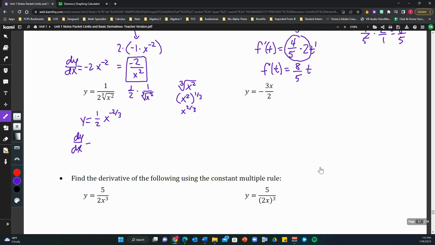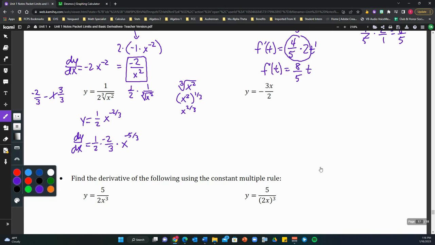So dy/dx, if I bring down the -2/3 in front, it's now 1/2 times -2/3. We'll simplify that in a second, times x to the new power. Now, when I start with a fractional exponent and I subtract 1, if you can't do this in your head, remember subtracting 1, we need to change that to a common denominator, which is always going to match the denominator of the existing fraction. So this would be 3/3. So -2 minus 3 would give me -5/3.